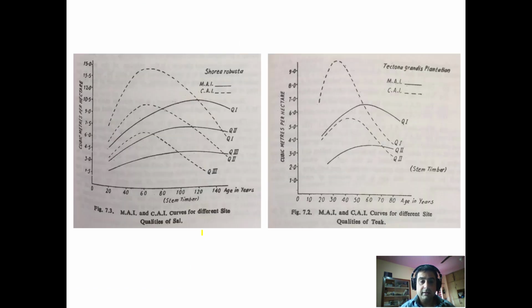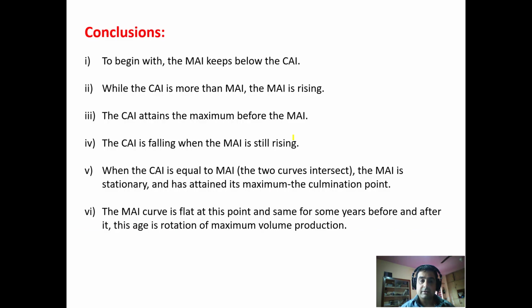So what we learn from this is that CI and MAI may vary for different quality classes. For quality class 1, it is higher. For quality class 2, with Shorea robusta given as an example, it is lower, and in quality class 3 the MAI is at an even lower level. Likewise in the case of Tectona grandis. So the site quality also matters in the case of different kinds of species.